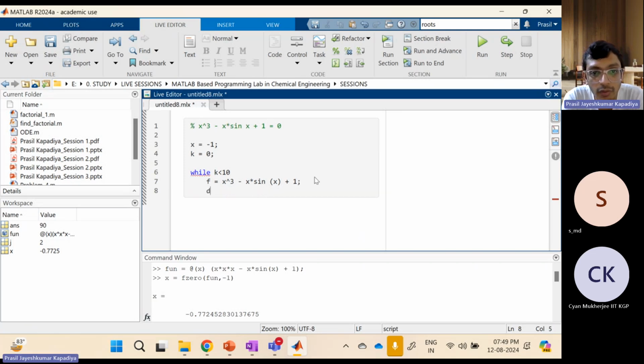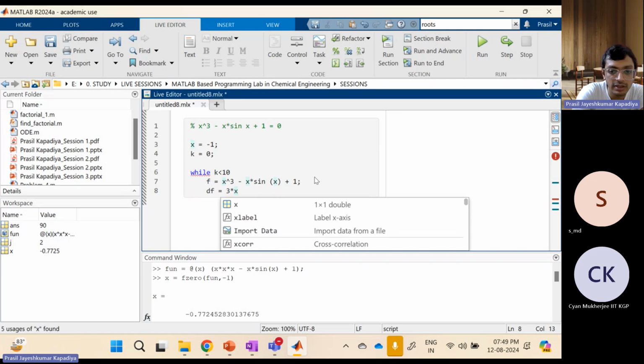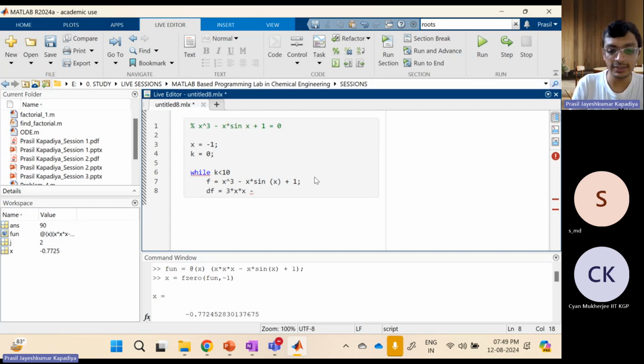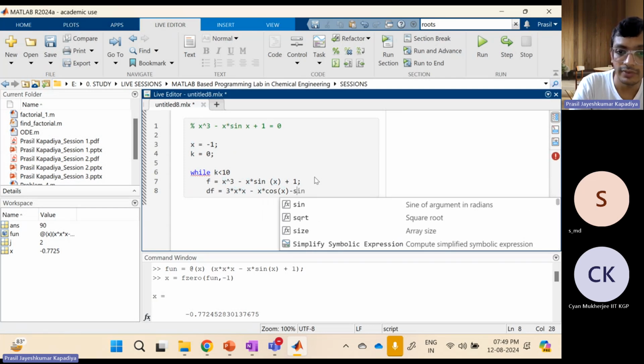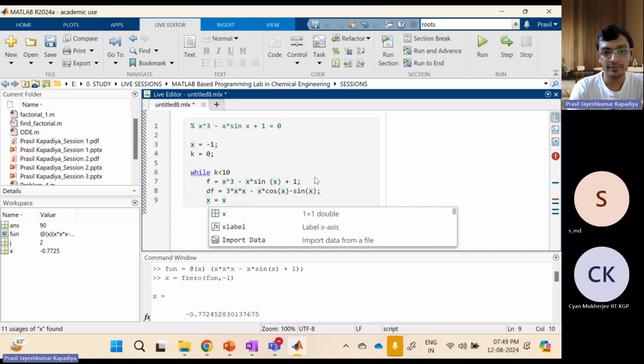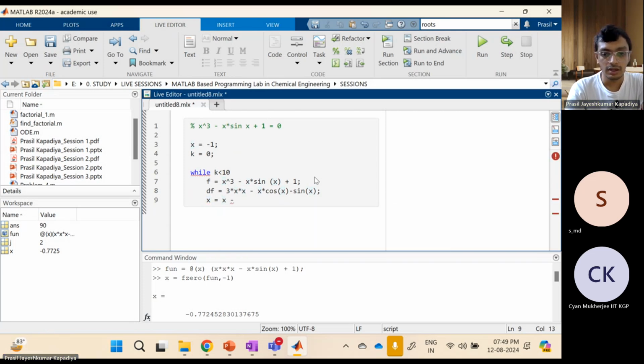Okay, so what is the differential of this function? Differential of x cube is 3 into x square, minus the differential of x into sine x. Let's say first x is constant, sine x gives cos x, and second time sine x is constant and the differential of x is 1, and differential of 1 is 0. Okay, so my solution is x is equal to x minus f by df.